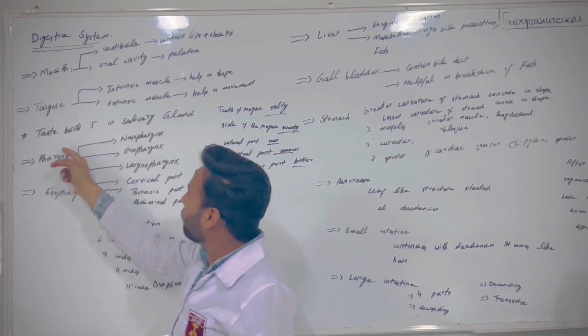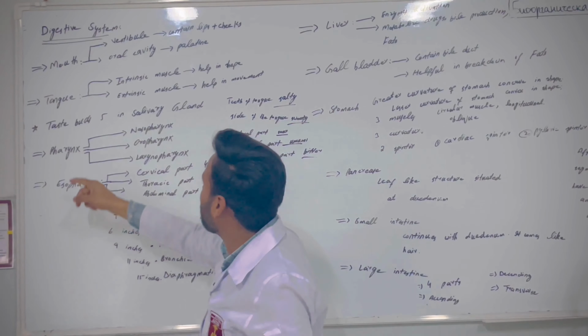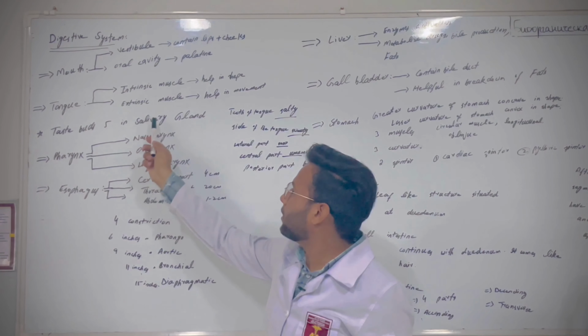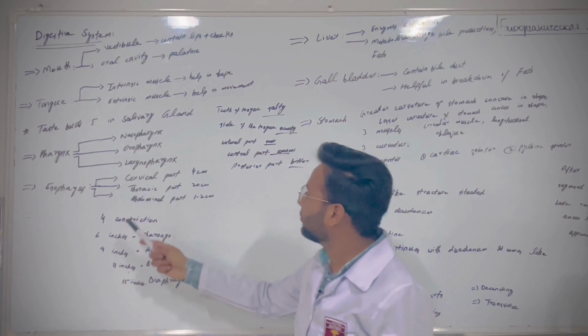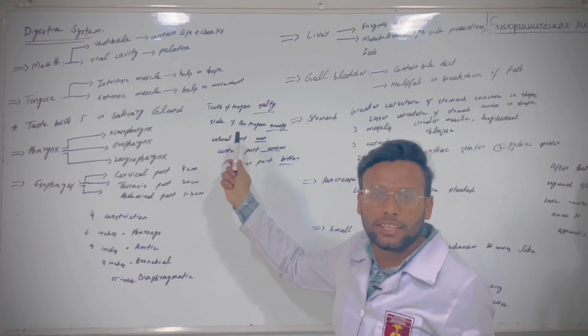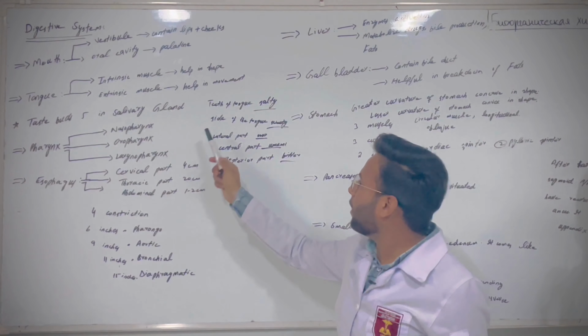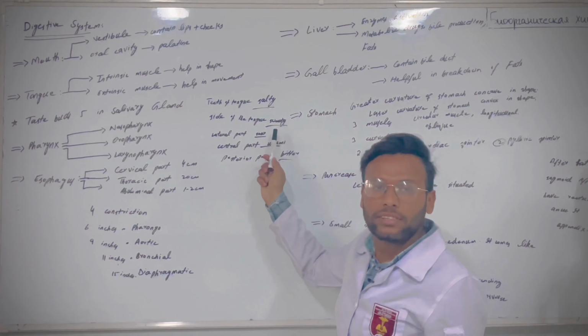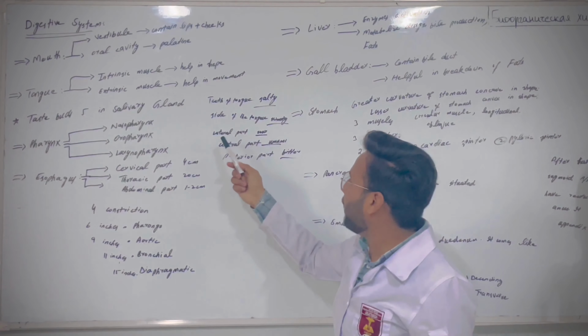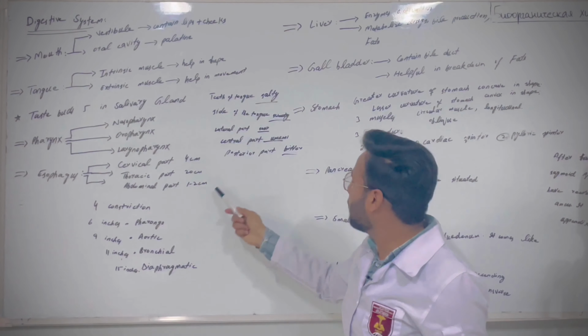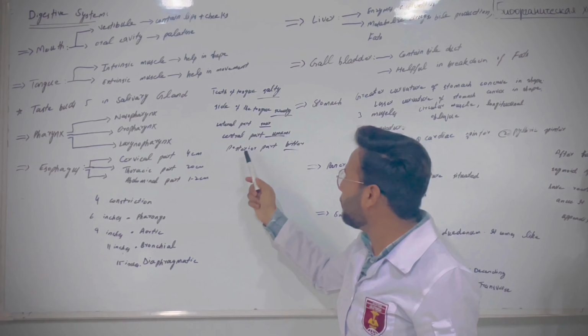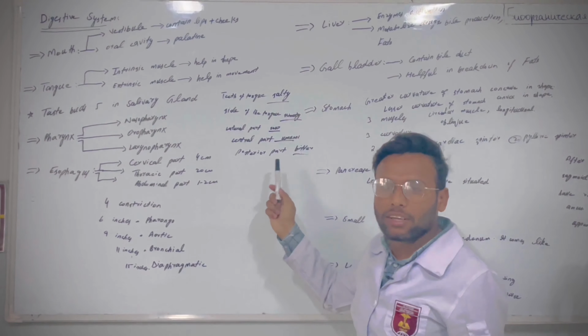Then we now talk about taste buds and salivary glands. Tip of the tongue is salty. The side of the tongue is sweet taste, and lateral part of the tongue is sour taste, and central part of the tongue is umami taste, and posterior part of the tongue is bitter in taste.